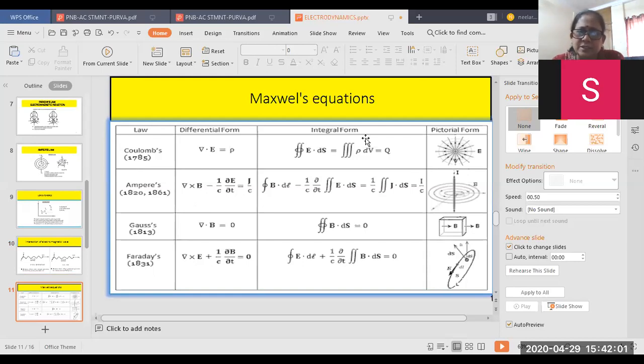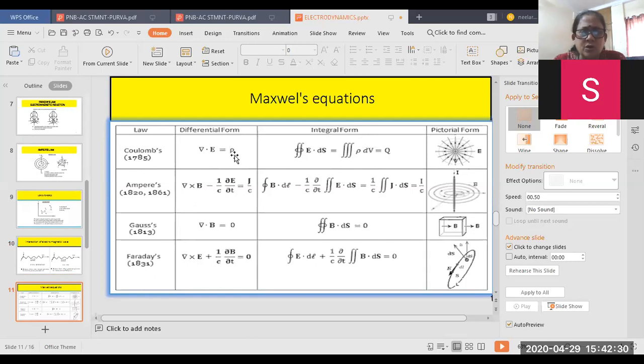Okay. And this is the integral form. The integral form will have a surface integral. You can see here a surface element ds is there. It can also be shown as a volume integral, so a volume element is there here. Okay. And dl stands for the loop element, and ds is the surface element here. Okay, so now coming to Coulomb's law, it is written as del dot E equal to rho.